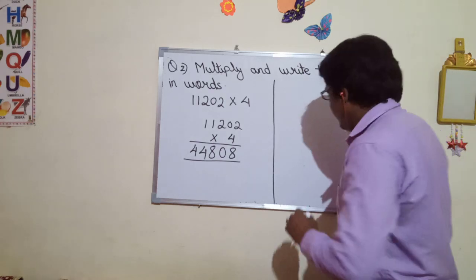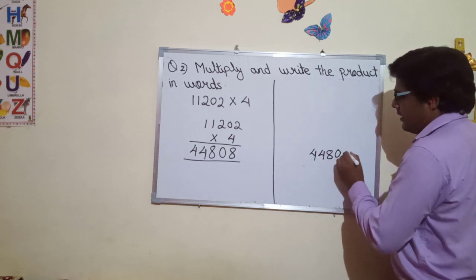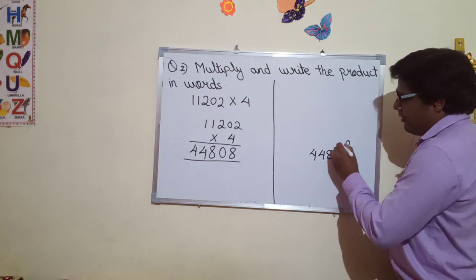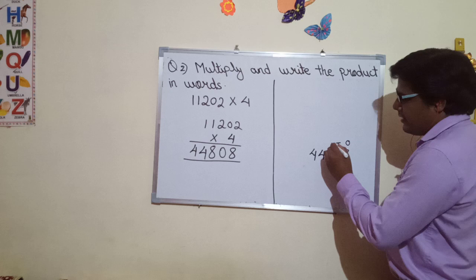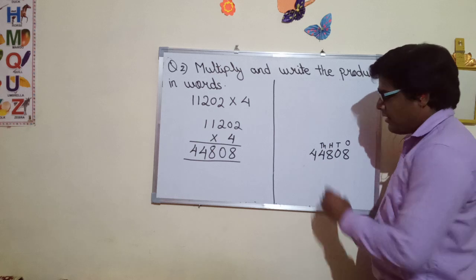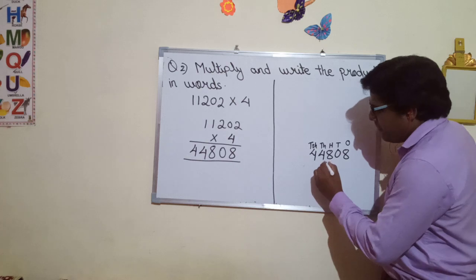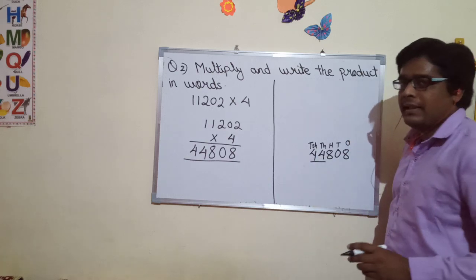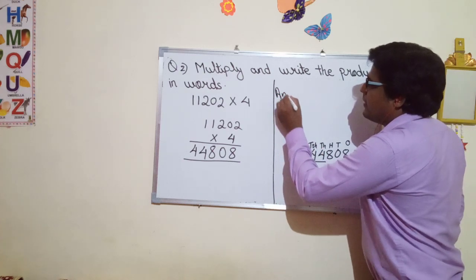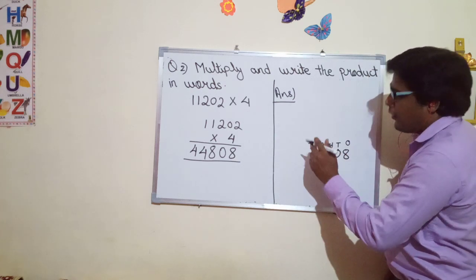So you do this in a rough column. Write the number 44808. 8 is in ones place, 0 is in tens place, then this 8 is in hundreds place, this 4 is in thousands place, and this 4 is in ten-thousands place. Now the numbers in thousands and ten-thousands place you will count together. So when you write the answer in words, take this together, 4 and 4, 44.